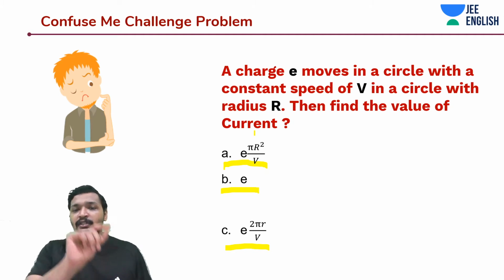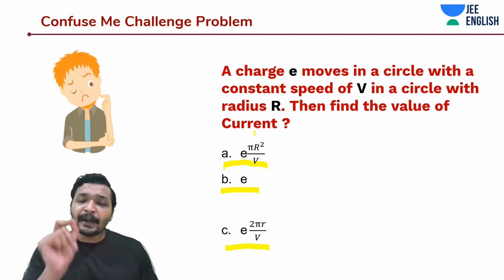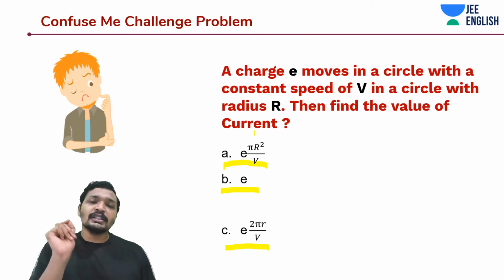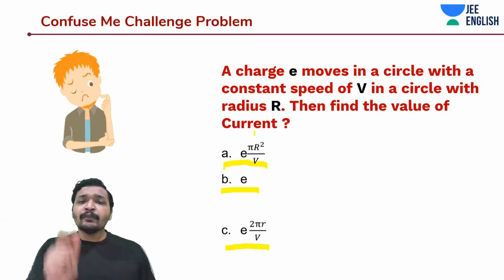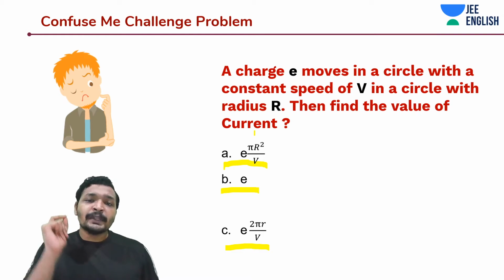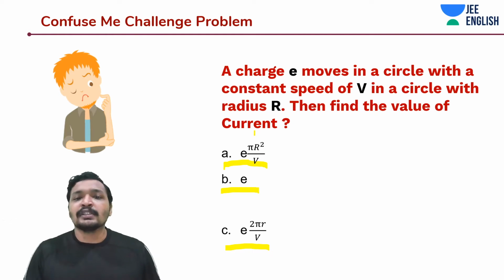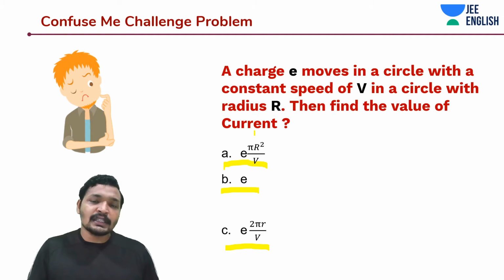Try to understand this concept. When this charge is moving in the circle, at a particular instant, this charge is crossing this cross-sectional area or this point in time. So the time period would be 2 pi r by V. So exactly understand this concept. It's very important. It's very critical that you understand this concept.